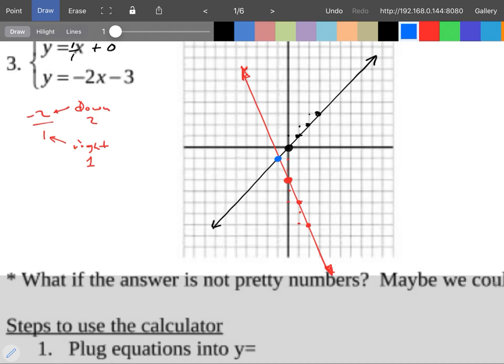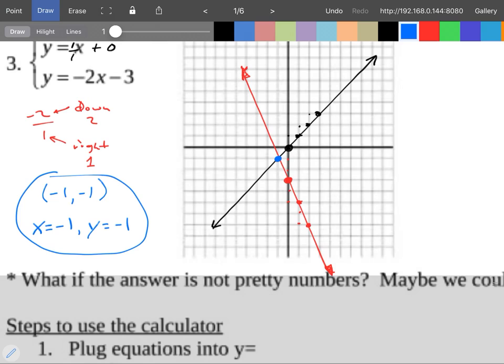So that one, that is the point. Let's see, it's 1 left, 1 down. So 1 left for x and 1 down for y. You can write the answer like that as an ordered pair, or you can write x equals -1 and y equals -1. Either way. So that's your solution for number 3.